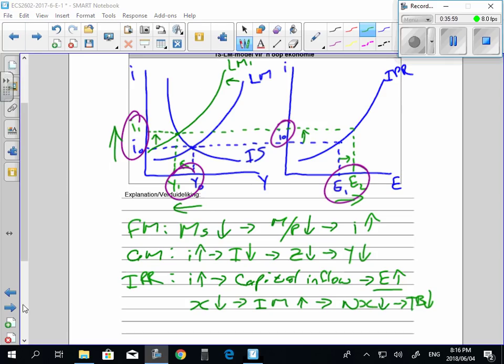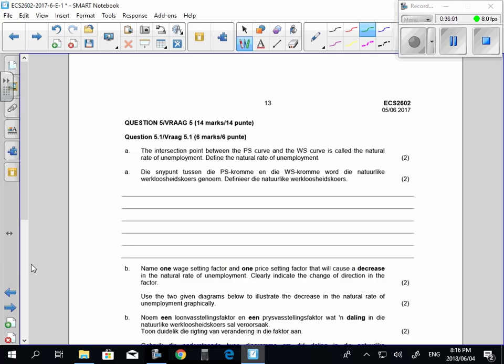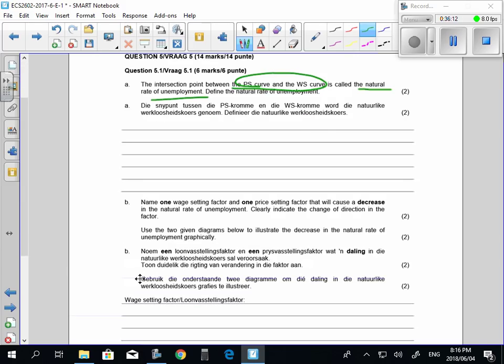All right, question 5. Intersection between the price setting and wage setting curves is called the natural rate of unemployment. Define the natural rate of unemployment. So in classical economics, we assume that the natural rate of unemployment would be 0. We assume that the economy would always tend to an equilibrium level where everybody was employed.